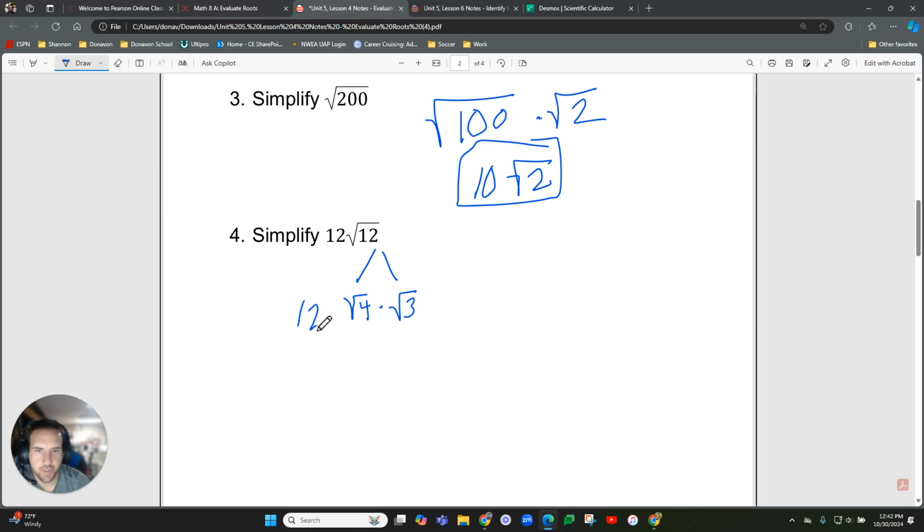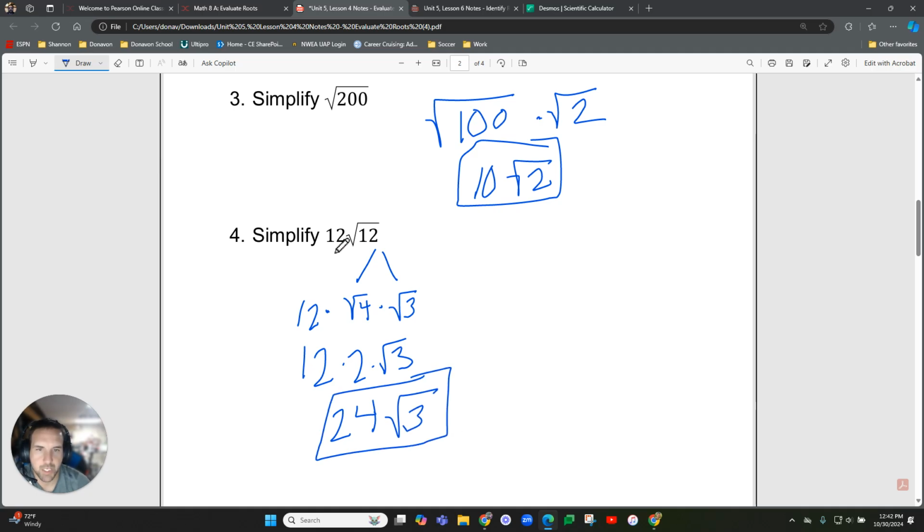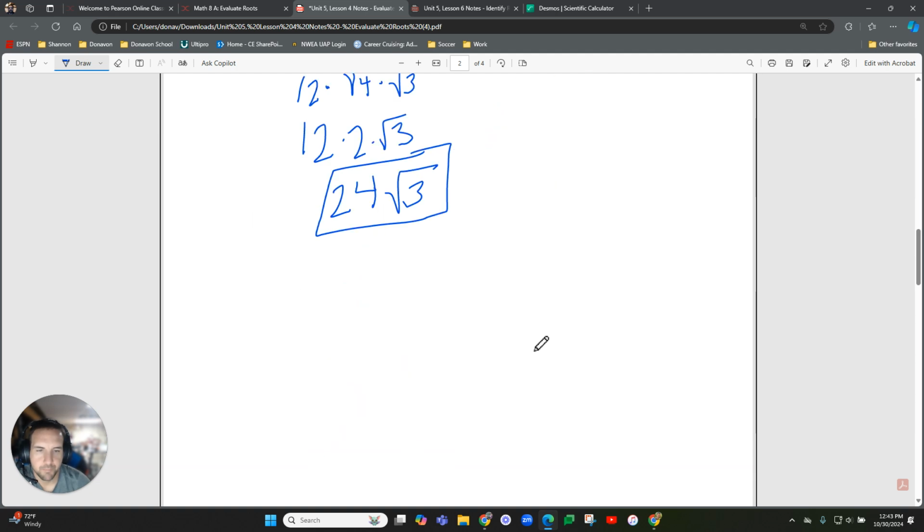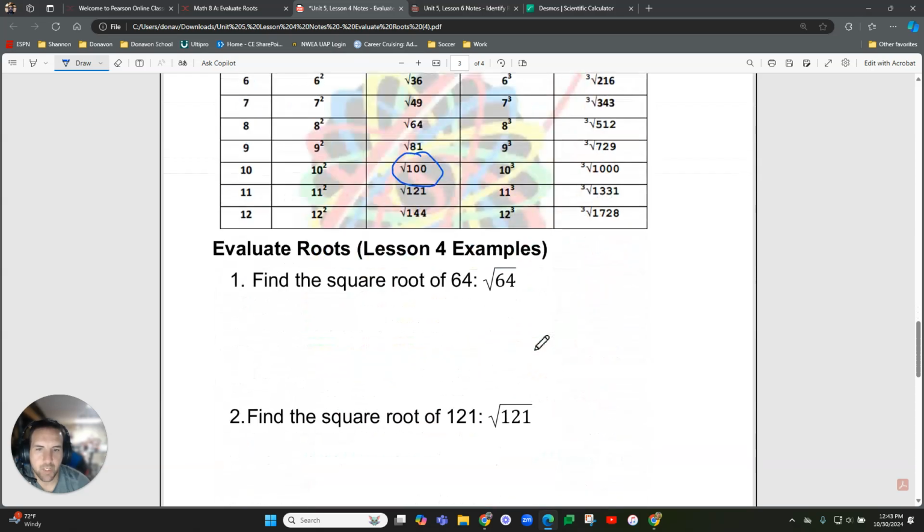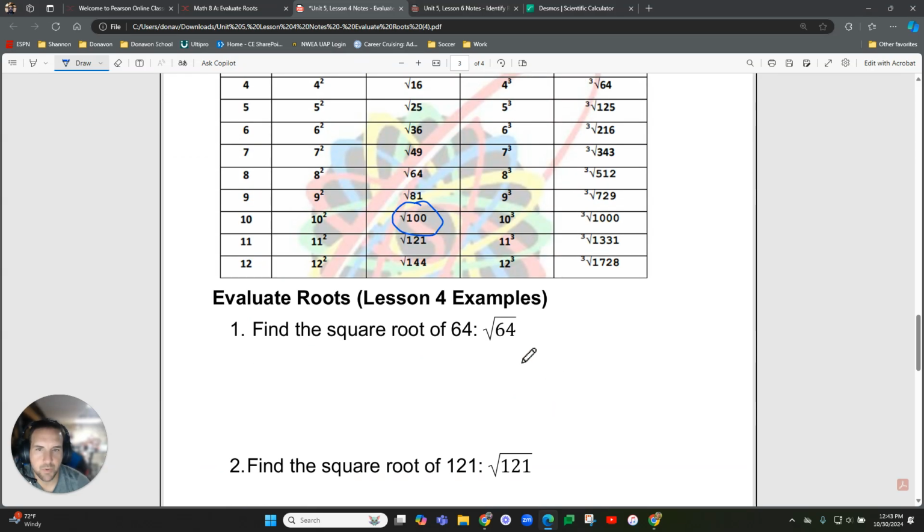And we still have this 12 out front, because we can't just get rid of that. The square root of 4 is 2, so that's 12 times 2 times the square root of 3. And then 12 times 2 is 24. So this is 24 square roots of 3. So again, we're just pulling out the largest perfect root we can out of the number, which in this case is 4.